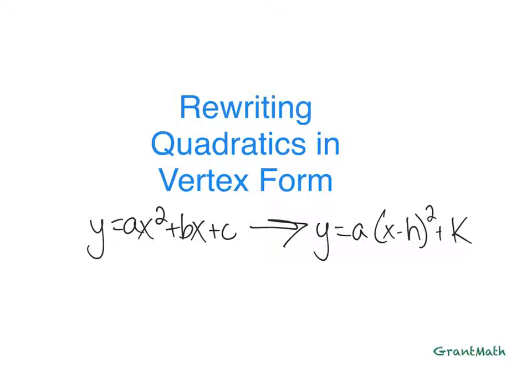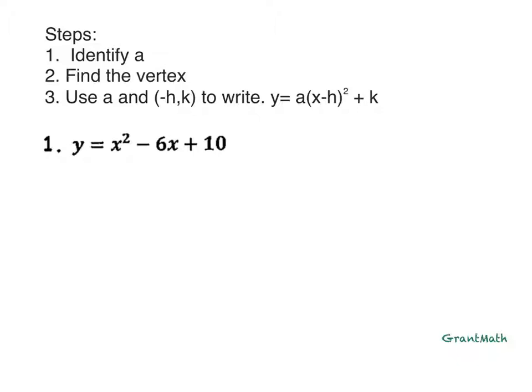Let's get started on example 1. So here are our steps, and you've already written this down. We're going to find a, just say what it is, because it's already going to be given to us. Then we're going to find the vertex using our negative b over 2a. And we're going to use a and then h and k to write the vertex form of it.